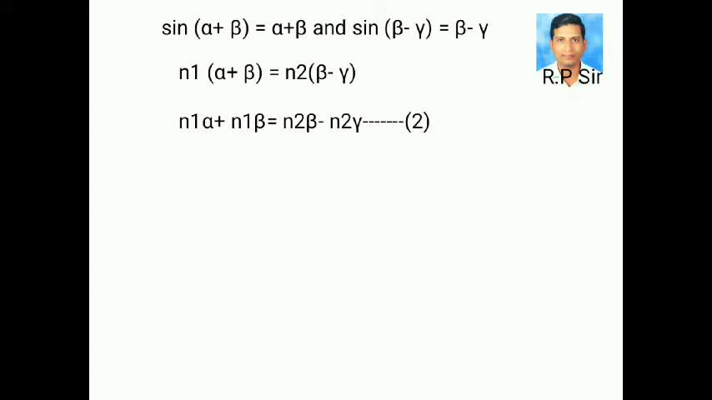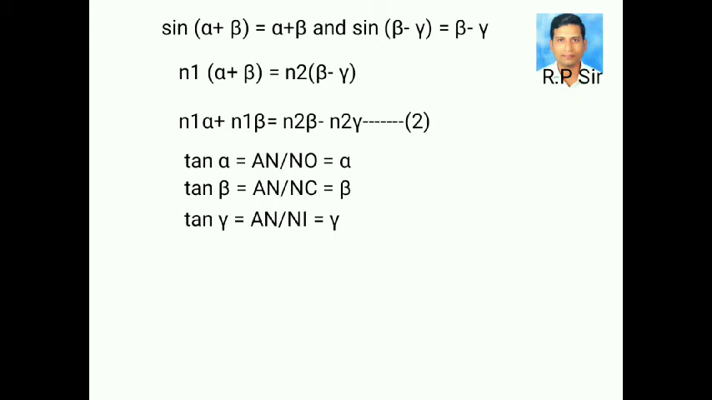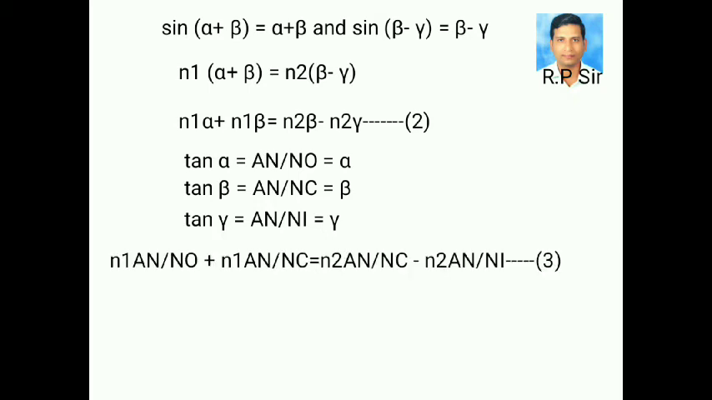Since all angles are small, we can write tan alpha is equal to AN by NO is equal to alpha, tan beta is equal to AN by NC equals beta, tan gamma equals AN by NI equals gamma. Substituting these values in equation 2, we get n1 AN by NO plus n1 AN by NC is equal to n2 AN by NC minus n2 AN by NI. Consider it as equation number 3.